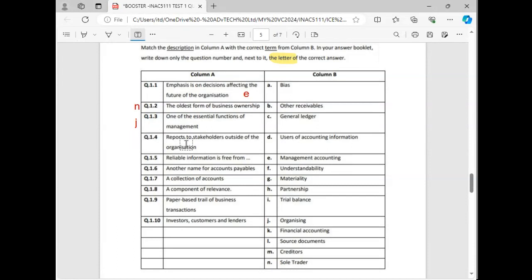Reports to stakeholders outside. Which one is correct? No problem. You're correct. The answer is K. Perfect. Reliable information is free from. Thank you. Answer is A. Please go and study the theory.